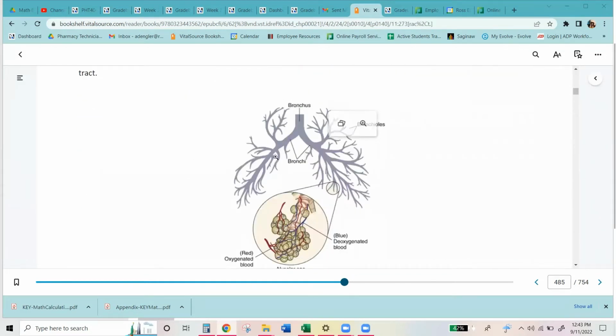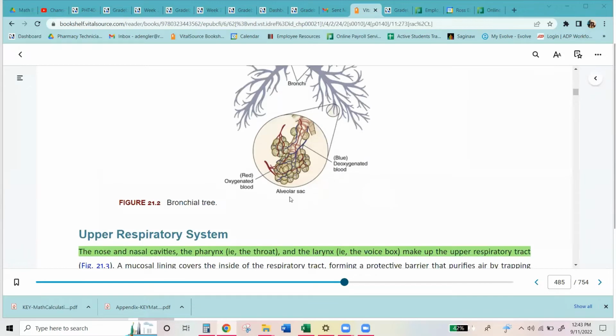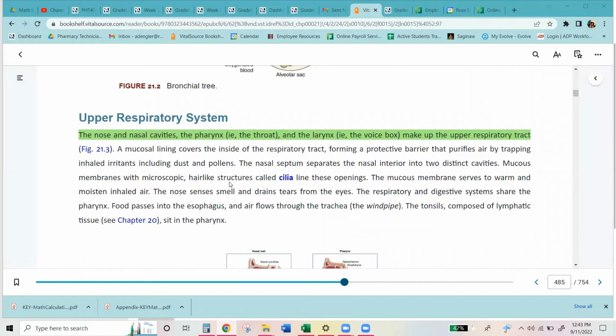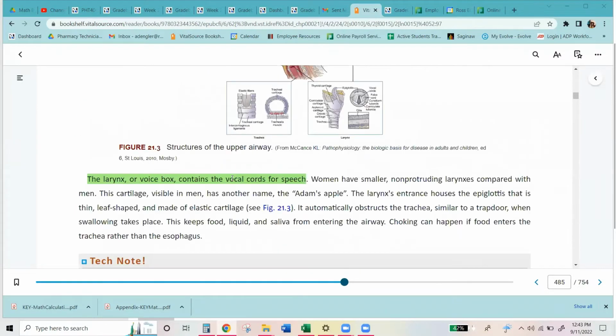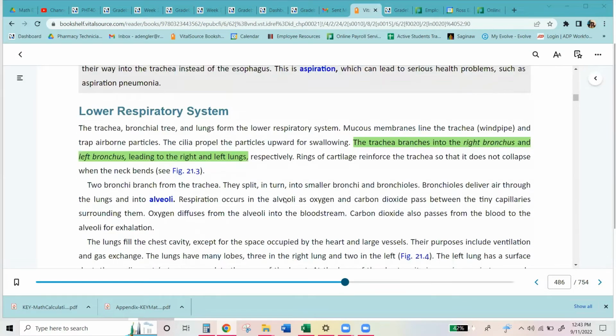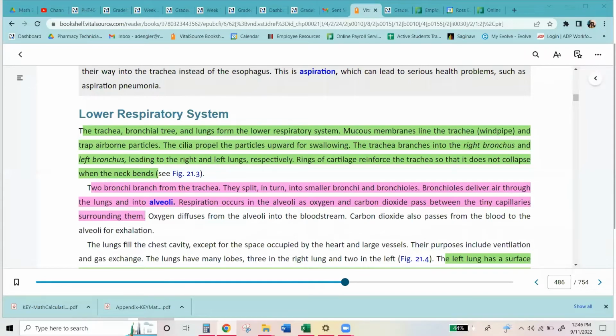Just a little more closer picture. Here's the alveolar sacs. The nose, nasal cavities, the pharynx, the throat, and the larynx, the voice box, make up the upper respiratory tract. The larynx or voice box contains the vocal cords for speech. The trachea, bronchial tree, and lungs form the lower respiratory system.